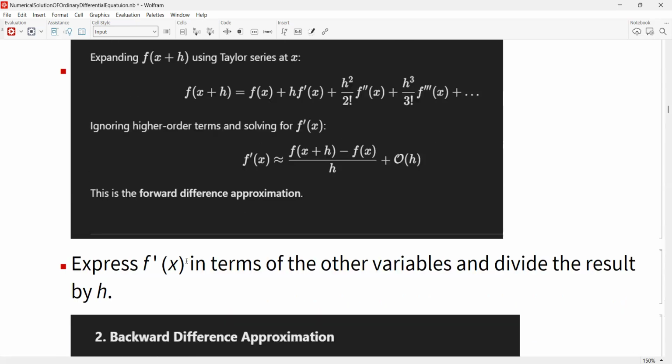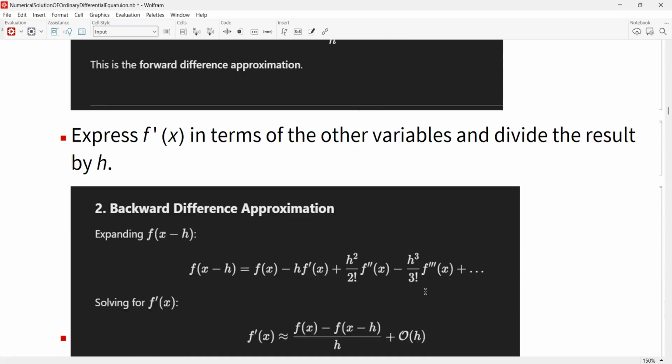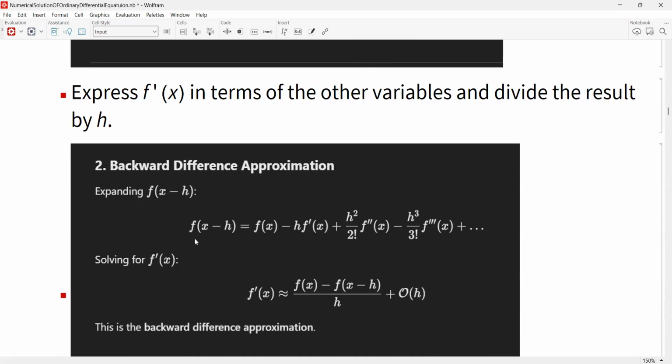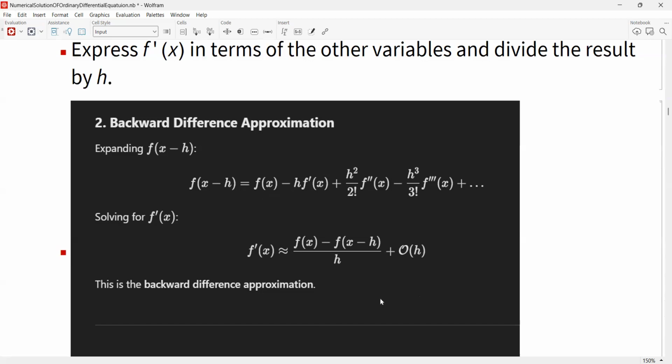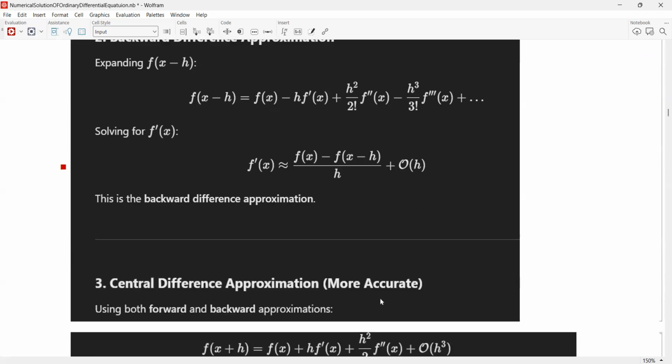So expressing f prime of x in terms of the other variable and dividing the result by h. Okay, so like this one. So you divide both sides by h here and solve for f prime of x. So what we have here is the order of accuracy becomes only h. So this is the backward difference approximation.